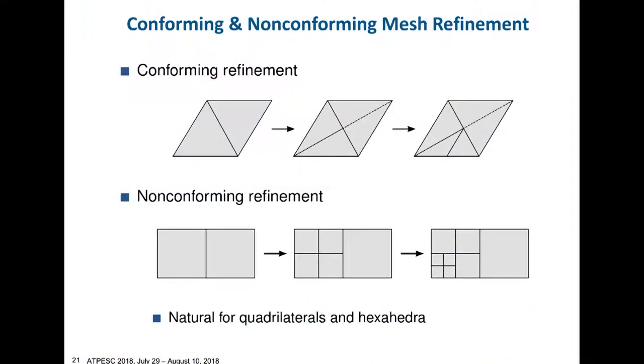OK, so conforming refinement basically ensures that it adds additional refinement to assure that faces are shared properly between elements. This is not what we're going to talk about. We're going to talk about the case where you have non-conforming refinement, which is much more natural for quads and hexes, where you have these degrees of freedom that are hanging nodes that just belong on face on one side.